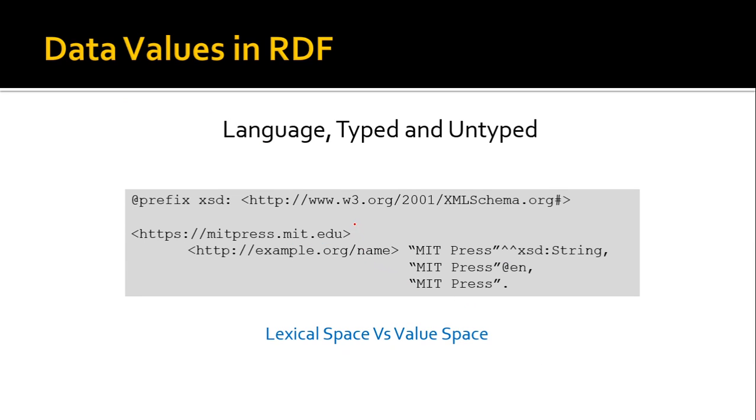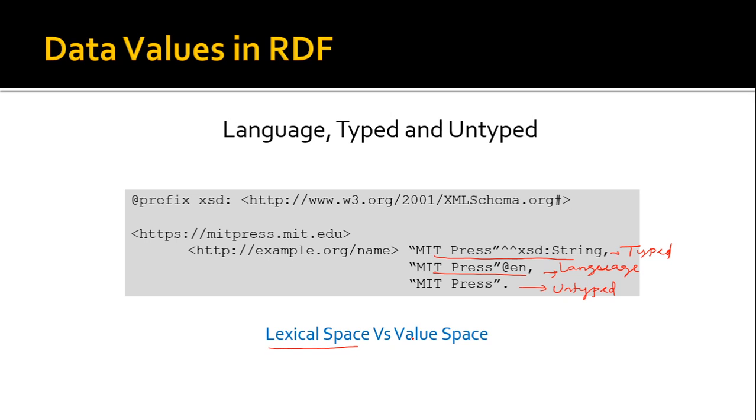Now to connect them together, we can have type. So this particular statement says that this is a typed literal. This is where we are having the language annotation, and here we are having an untyped literal. This is untyped, right?